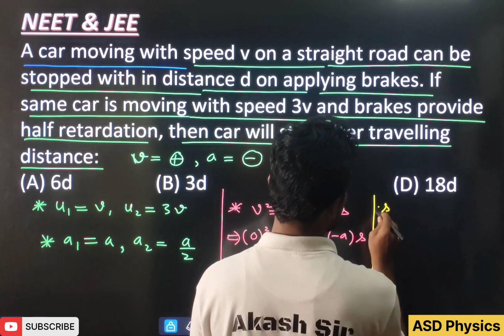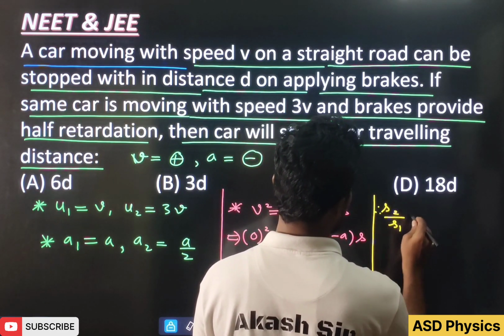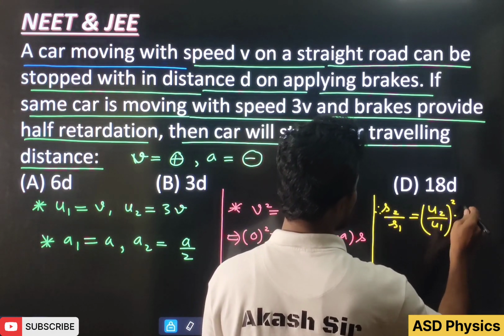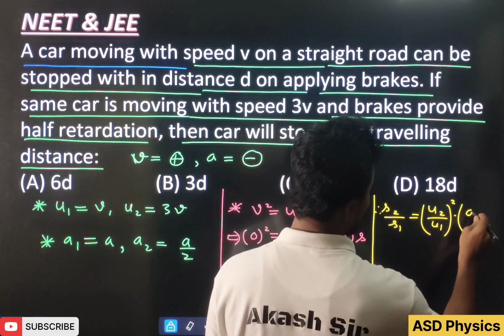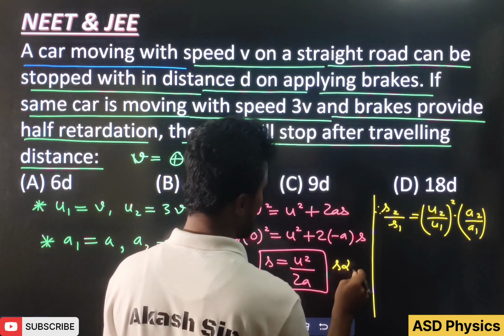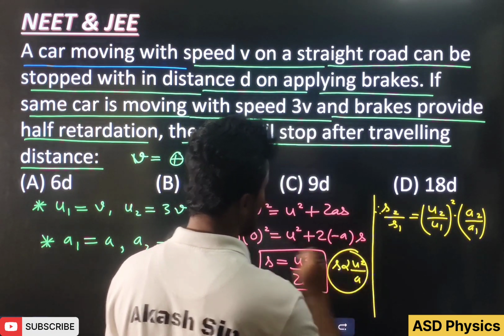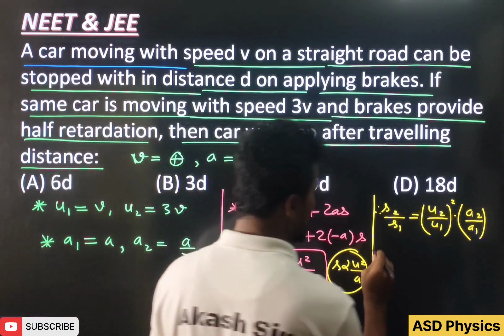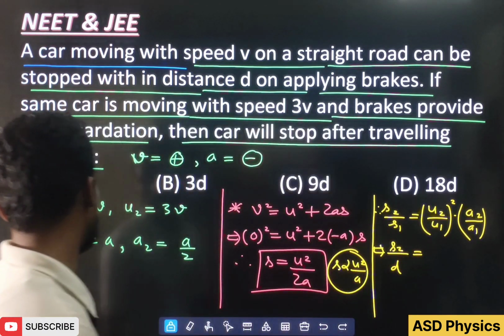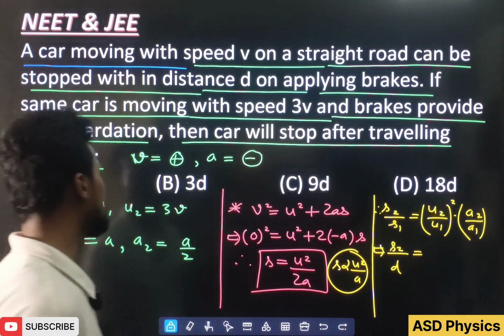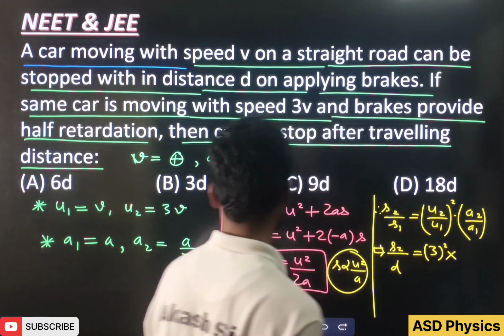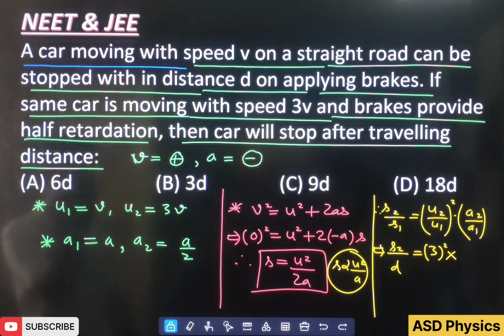Now we can write, hence s2 by s1 is equal to u2 by u1 whole square into a2 by a1, because we can tell very well s is directly proportional to u square by a. 2 is constant. Now let's put the value. S2, initial distance D. U2 is given as 3V, and u1 is V. So 3V by V cancel, it will become 3 square.